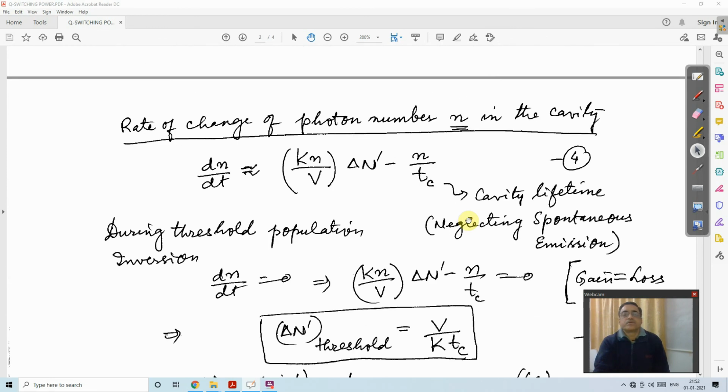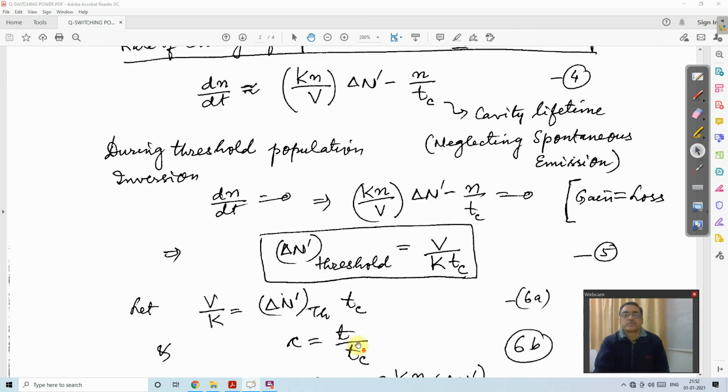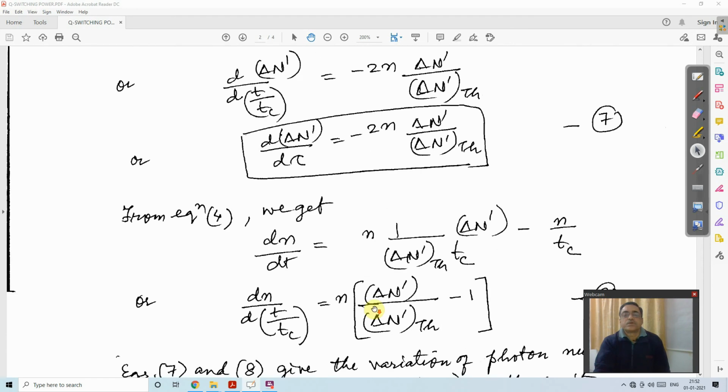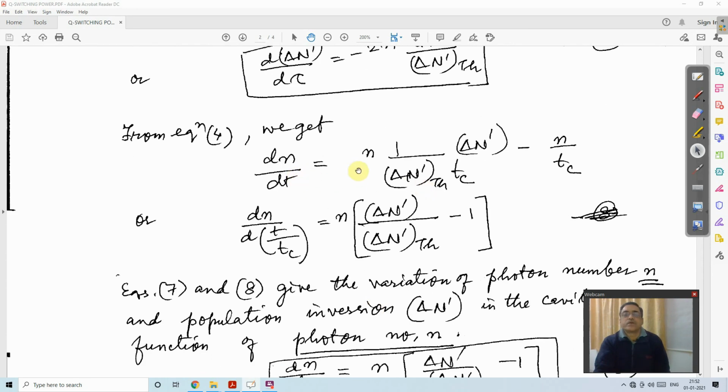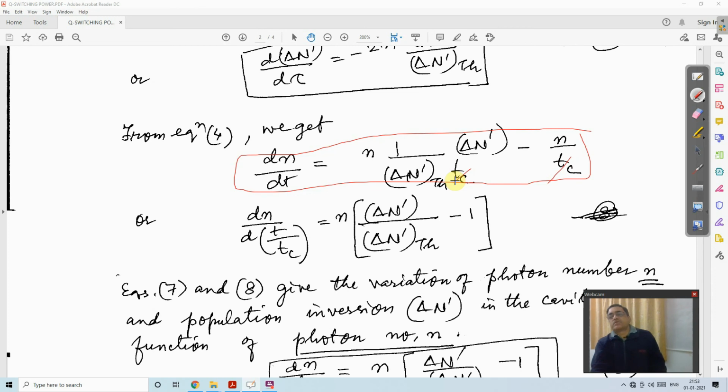because we have V by K, this will come in the denominator. This value will be substituted in the denominator, and we get dn by dt equal to n, 1 over delta n dash threshold into Tc, delta n dash minus n by Tc, or dn by d tau is equal to n, delta n dash by delta n dash threshold minus 1. This we obtained by dividing both sides by Tc. So it will be removed from here, and n, the photon number, we have taken out of the bracket on the RHS.